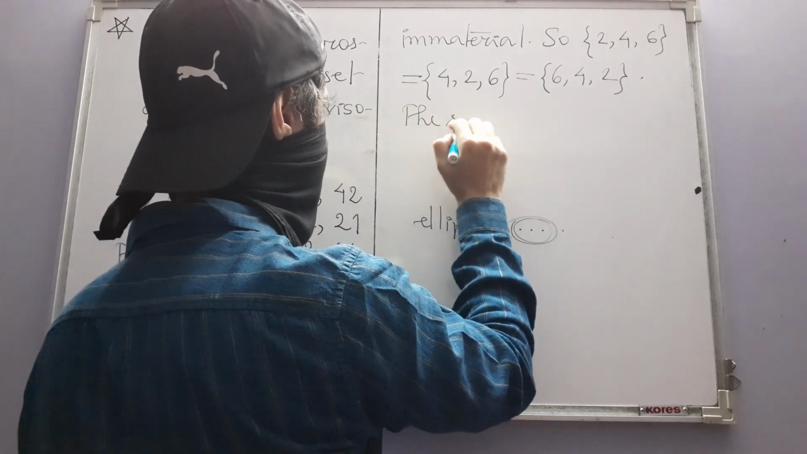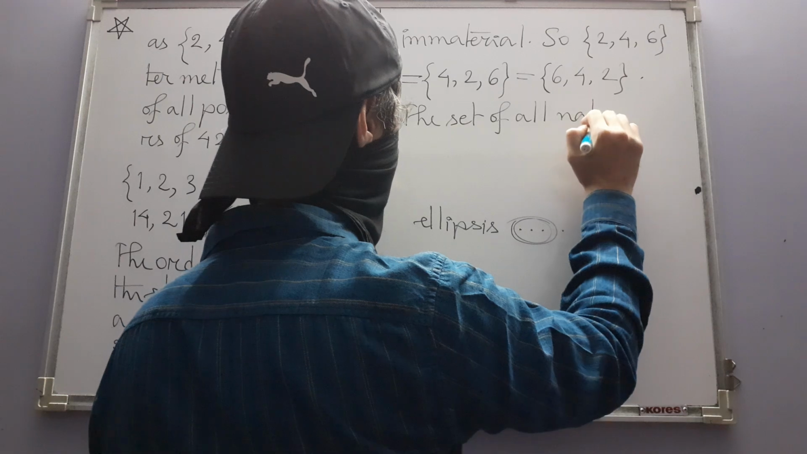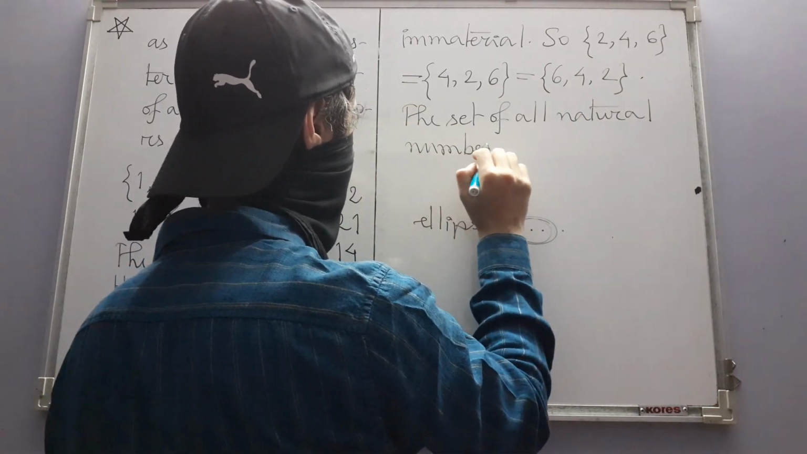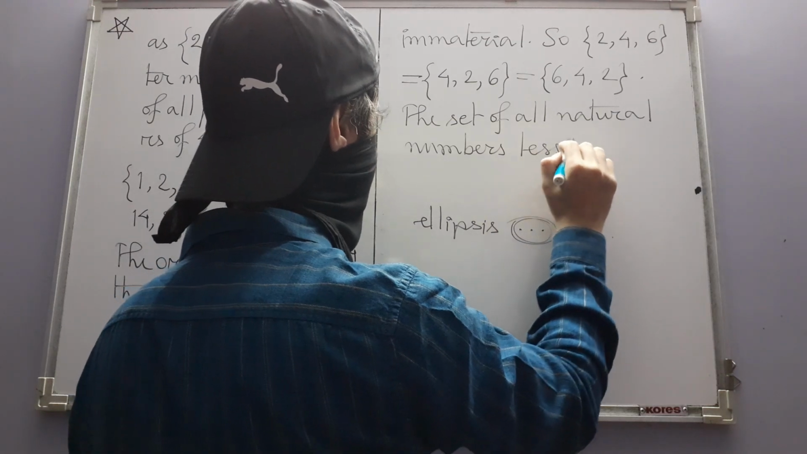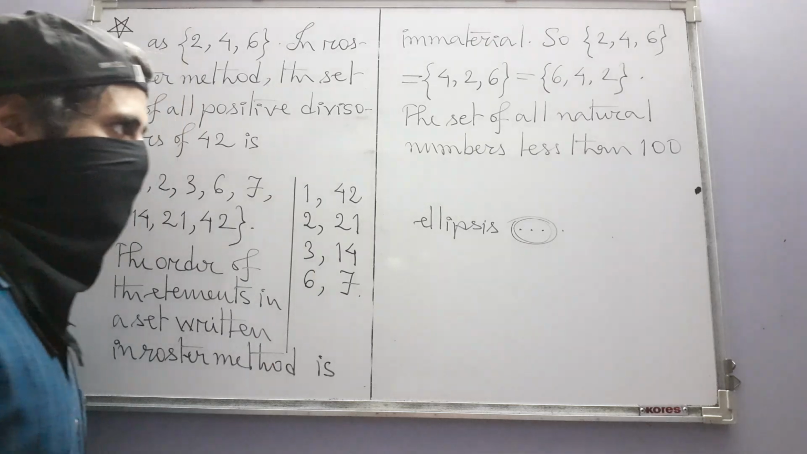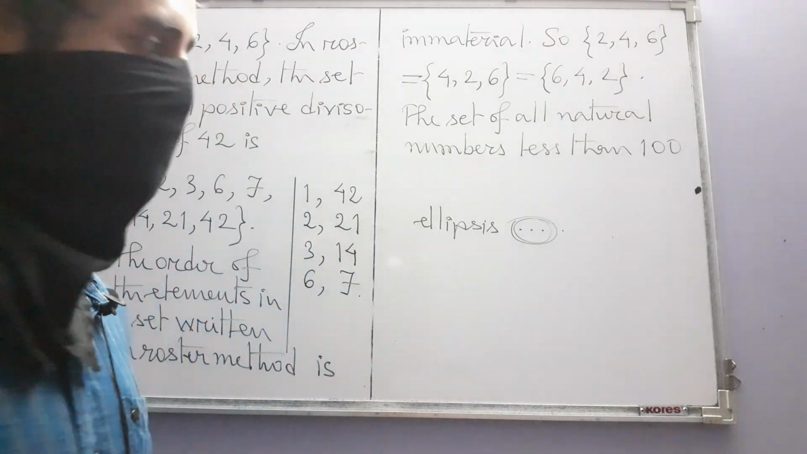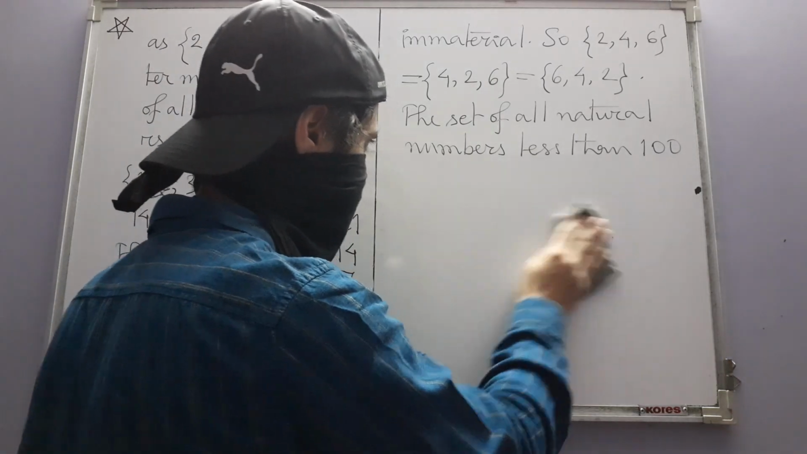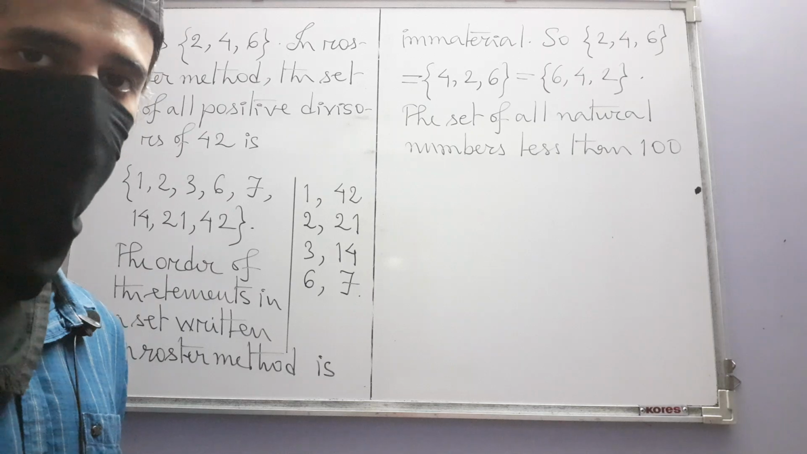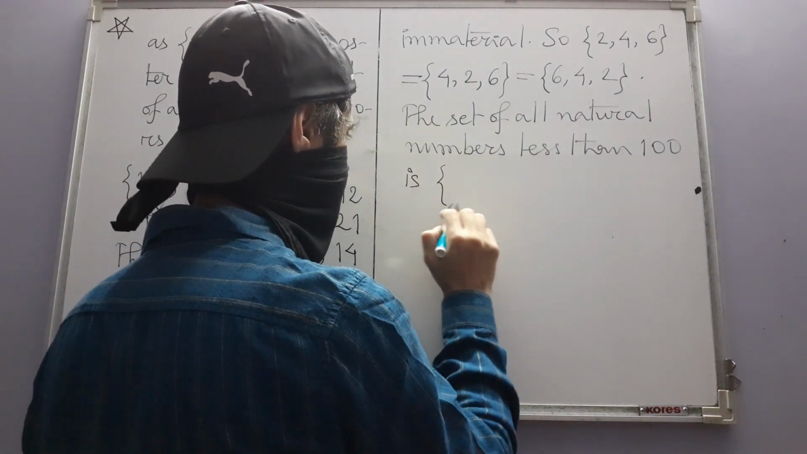The set of all natural numbers less than 100, say. Now it is impractical to write, of course you have to write in roster form this set, but it's impractical to write all of the elements, show all of the elements. Instead we use ellipses like this.